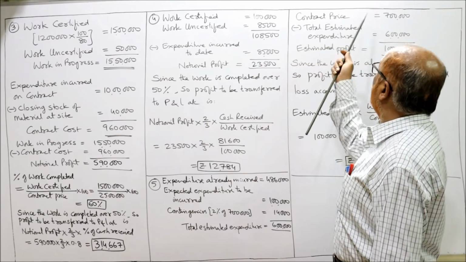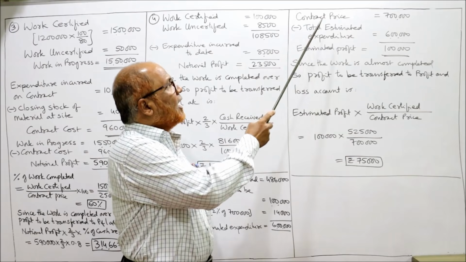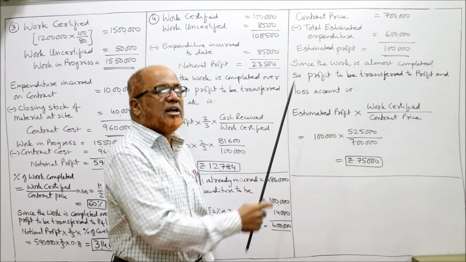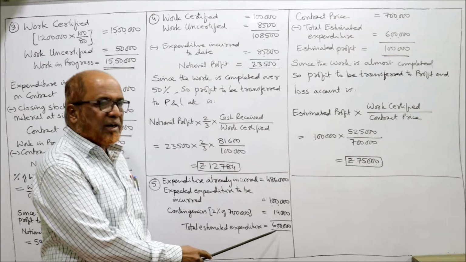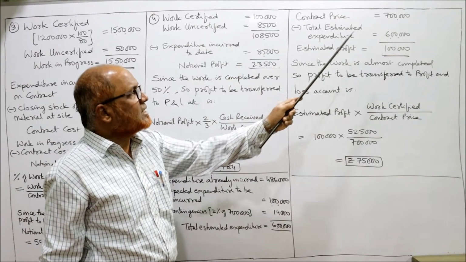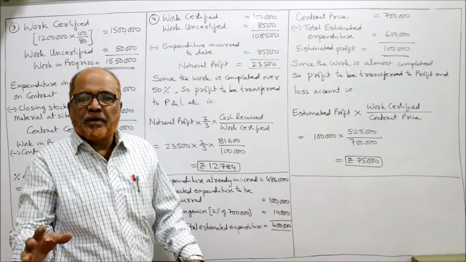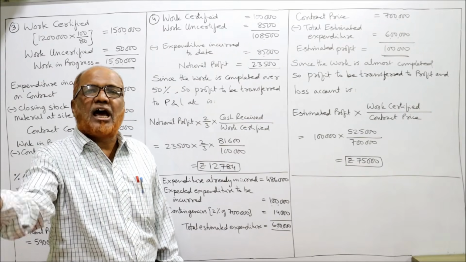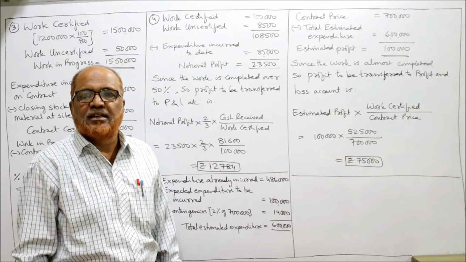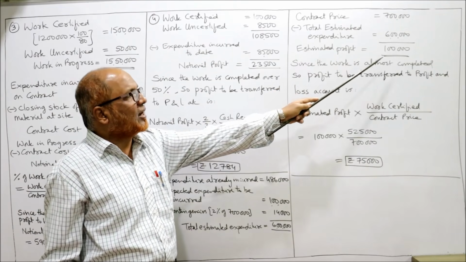Now contract price. The contract price is 7 lakh rupees and the total estimated expenditure is 6 lakh. The estimated profit is 1 lakh. So total expenditure includes expenditure already incurred, expenditure to be incurred and contingency, all three added. So the estimated profit comes to 1 lakh.